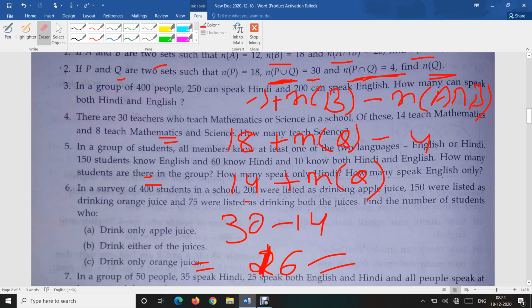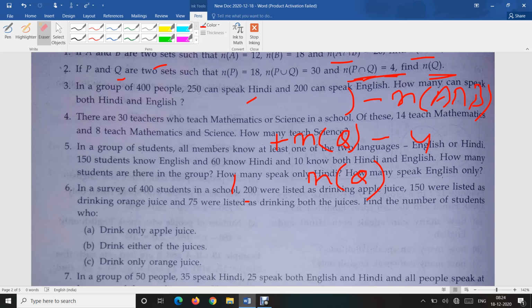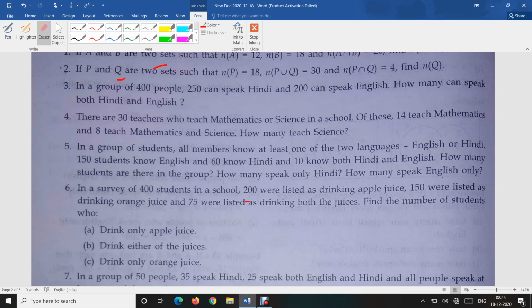Question number 3: in a group of 400 people, 250 can speak Hindi and 200 can speak English. How many can speak both Hindi and English? We can denote Hindi by n of h and English by n of e.